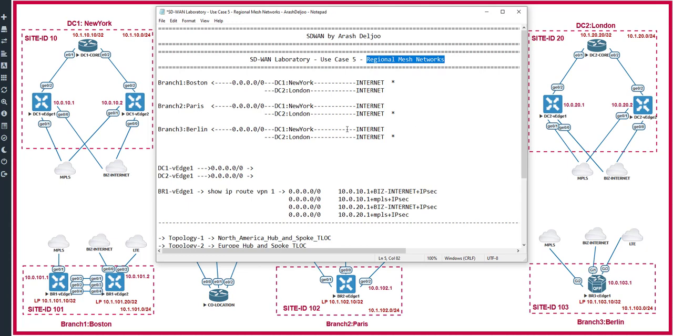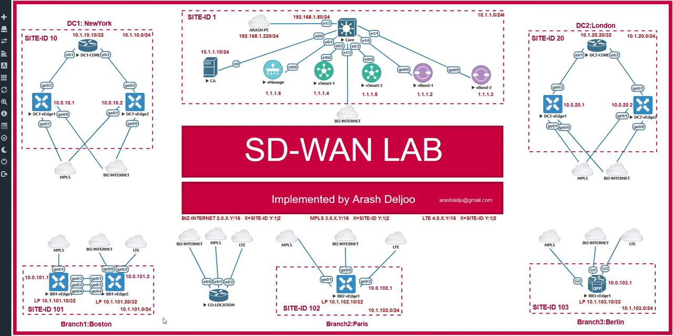You know that in the previous use case, use case 4, we configured preferring the default route from the regional data center. What does it mean? It means that in branch 1 in Boston, first we should use the default route advertised from the DC1 WAN edge 1 in New York. And if this default route is not available, we can use the default route received from the London data center, from the DC2 VH1.